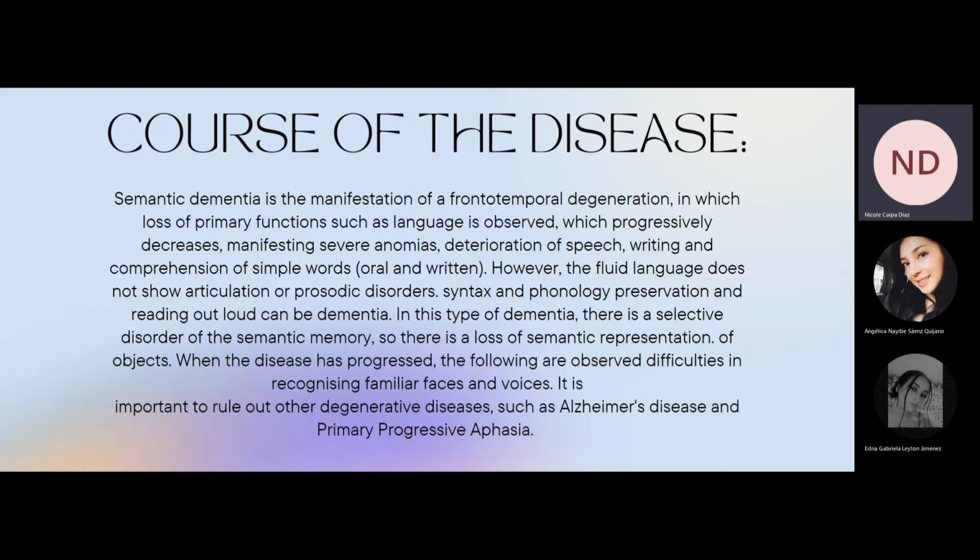In this type of dementia, there is a selective disorder of the semantic memory. So there is a loss of semantic representation of objects. When the disease has progressed, the following are observed: difficulties in recognizing familiar faces and voices. It is important to rule out other degenerative diseases such as Alzheimer's disease and primary progressive aphasia.